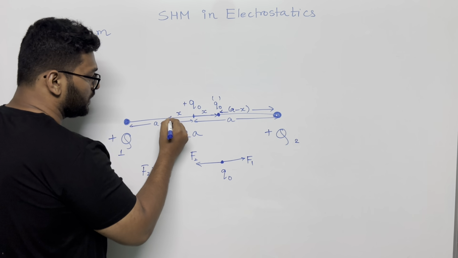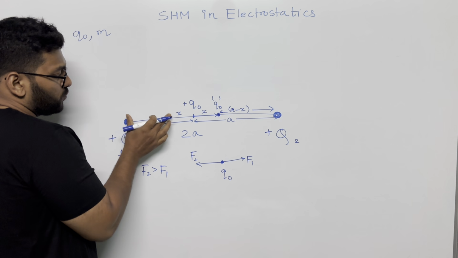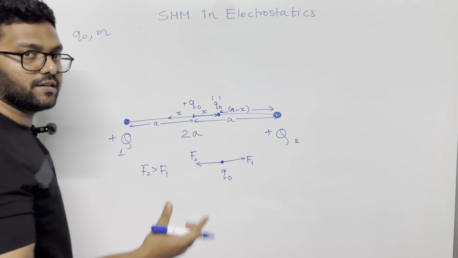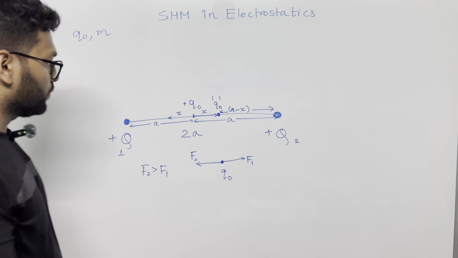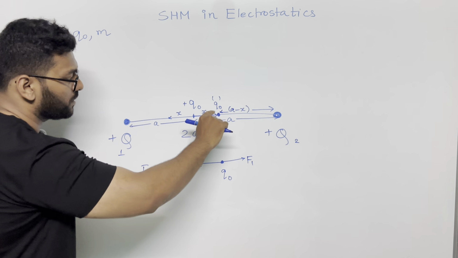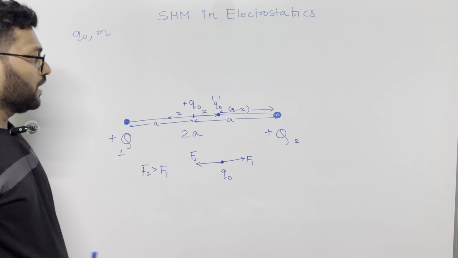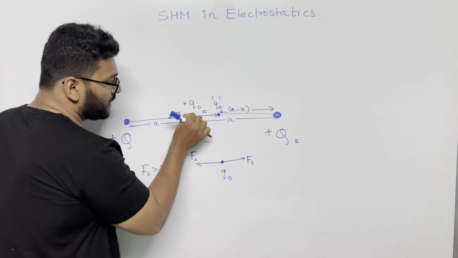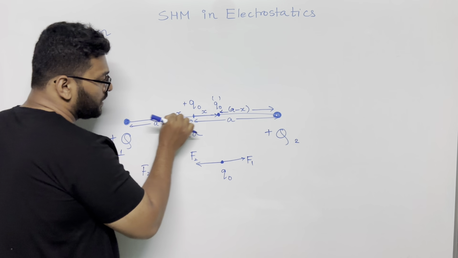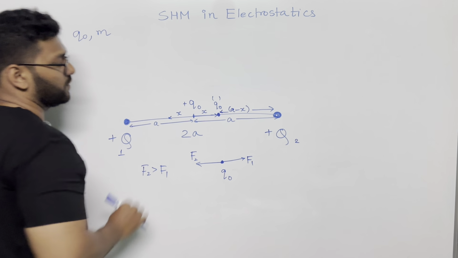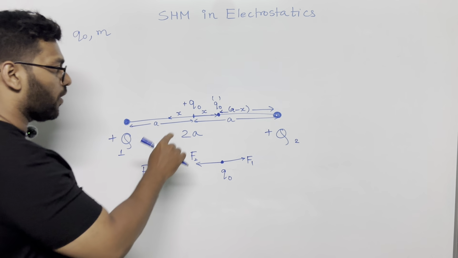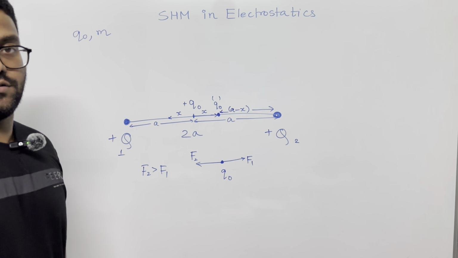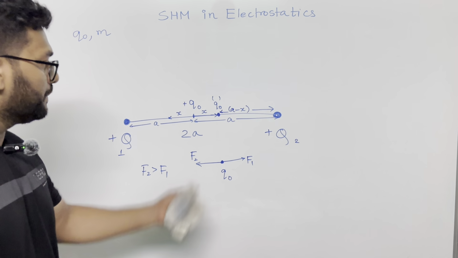in this direction, the force due to this charge would be more because the distance is lesser, and the force due to this charge will be lesser because the distance is more. So in the right direction the force will be greater than the left direction. So when I displace it by a small amount here, the charge would be accelerated towards this point. Now the force is always pointing at this particular mean point, or midpoint, you can say.